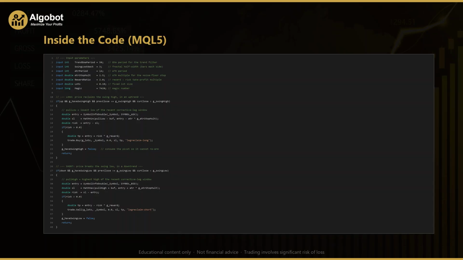At the top are the input parameters you can adjust in the strategy tester. TrendEmaPeriod, defaulting to 50, sets the moving average used for the trend filter. SwingLookback, defaulting to 3, is the fractal half-width, the number of bars checked on each side of a pivot. ATR period controls the average true range. ATR stop multiple scales the volatility floor for the stop. Reward ratio sets the take-profit multiple, and lots and magic define the fixed trade size and the identifier for this strategy's positions. Now the long block.